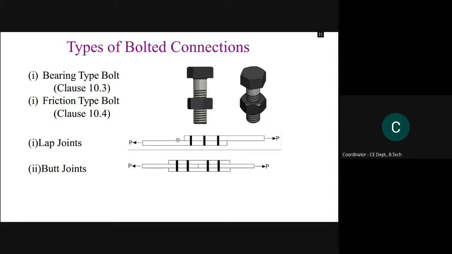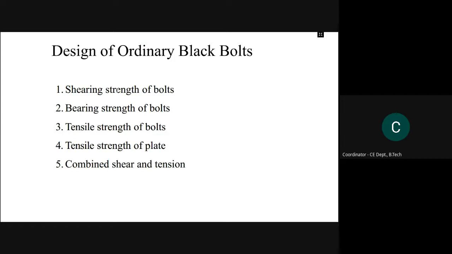So what are the types of joints? The joint and the connection are different things. A connection is the thing with which you connect two joints, and these are the types of joints, where you can see the plates are aligned in such a way. These kinds of joints of plate are called lap joints, and this type of joint is called a butt joint. So I have the design of ordinary black bolt.